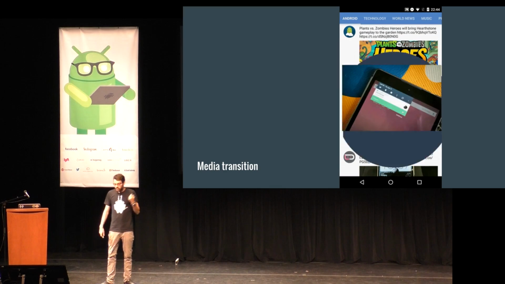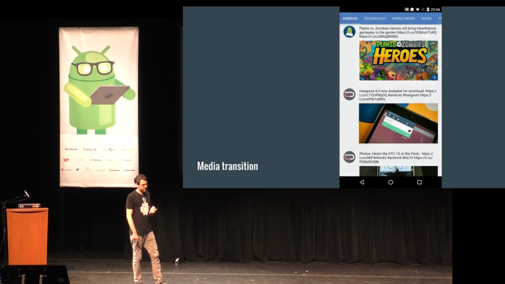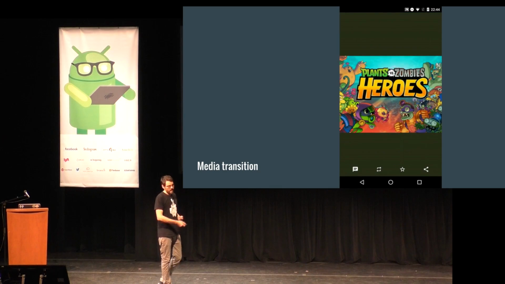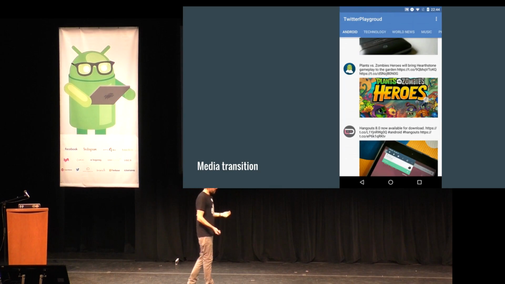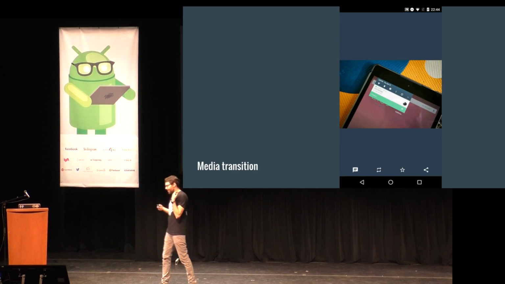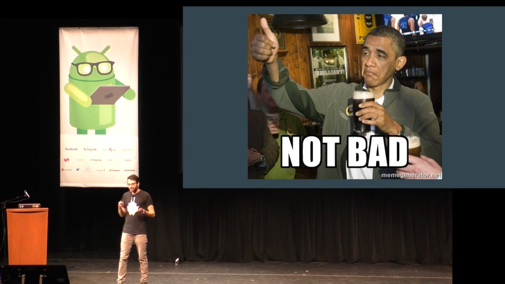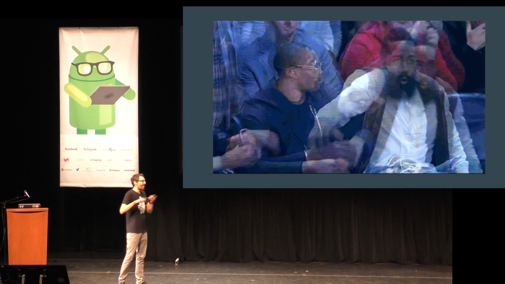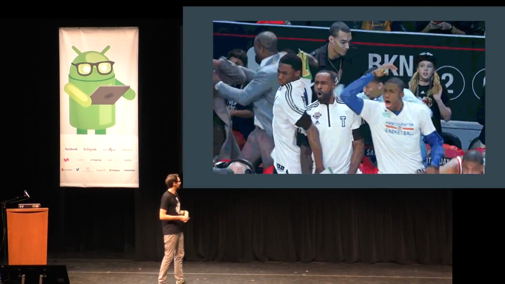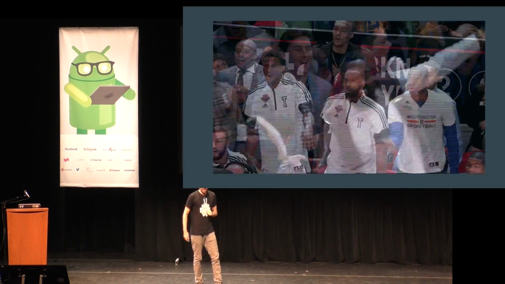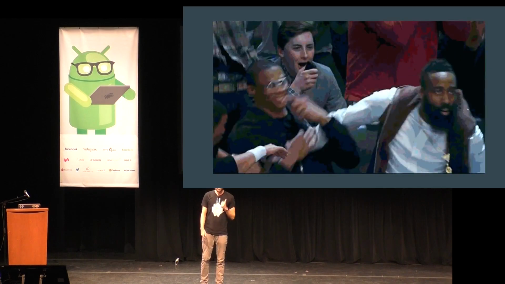So just adding these two little transitions, I didn't change the app. It has the same functionality. It's not faster. Yet, when you use it, you go from like a not bad to something more like that. Or at least that's what you should aim for, right? Maybe this is a bit extreme, but this is what you should aim for with your users.